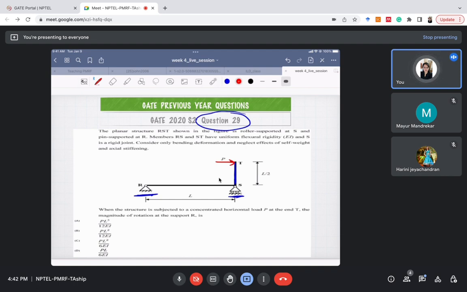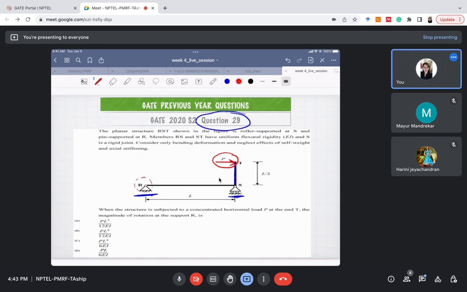If they have mentioned that this is a rigid joint, there's no internal hinge here. Consider only the bending deformation and neglect the self weight and axial stiffening. So any axial deformation we have to neglect. We just have to consider the bending deformations. What is asked? When the structure is subjected to a concentrated horizontal load P at the end T, the magnitude of rotation at support R is. For this kind of loading, they are asking what is the rotation at this support R.